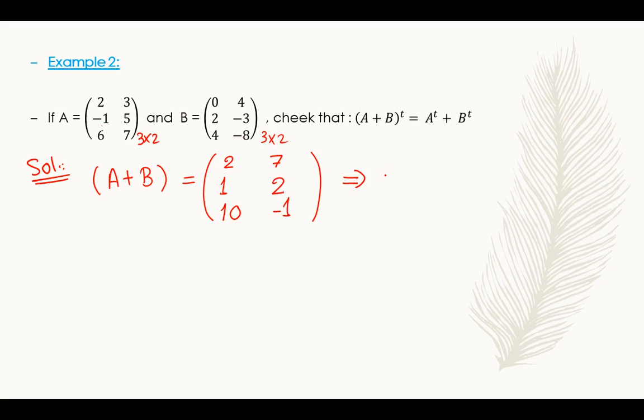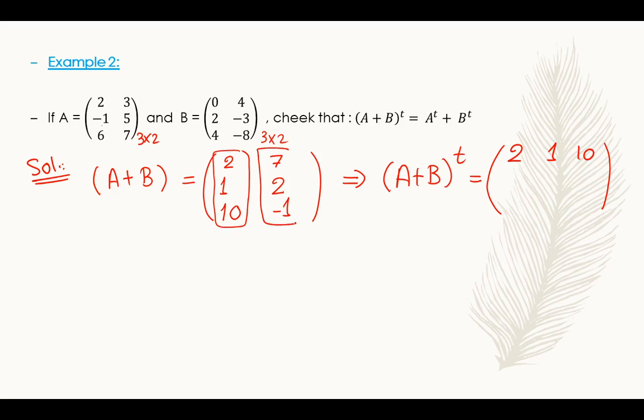Now we will find A plus B for all transpose. That is to say, we will find the transpose of the matrix A plus B. The transpose means to replace rows by columns and columns by rows. So this is the first column, it will be the first row, 2, 1 and 10. And this is the second column, it will be the second row, 7, 2, negative 1.